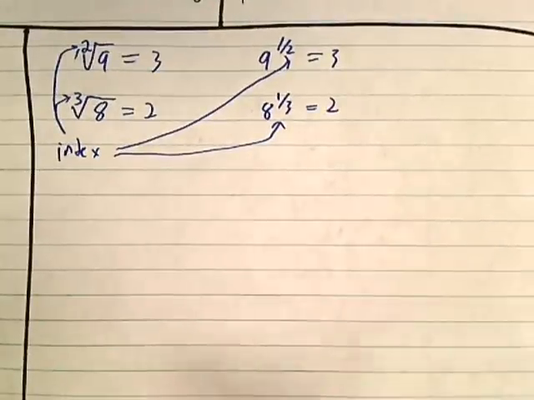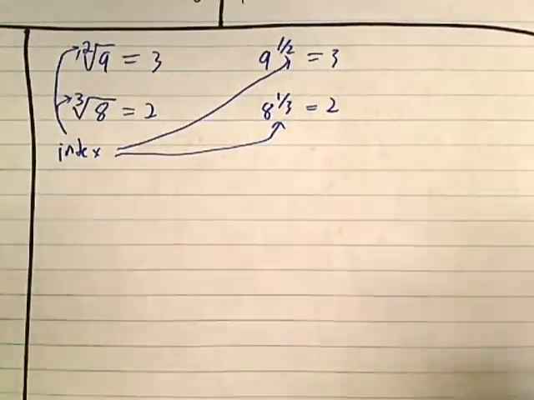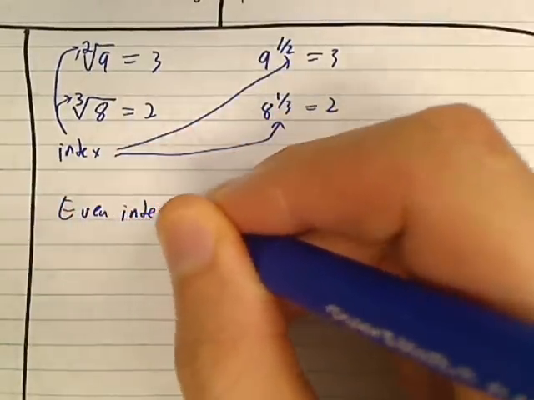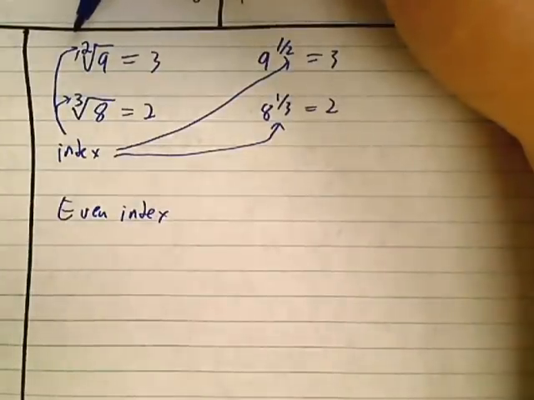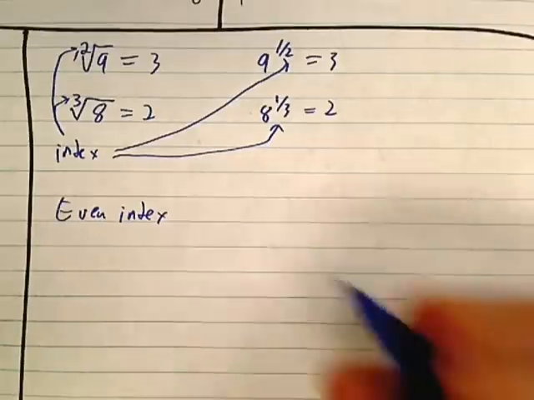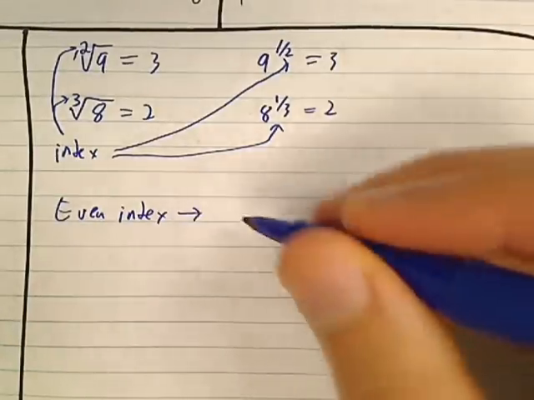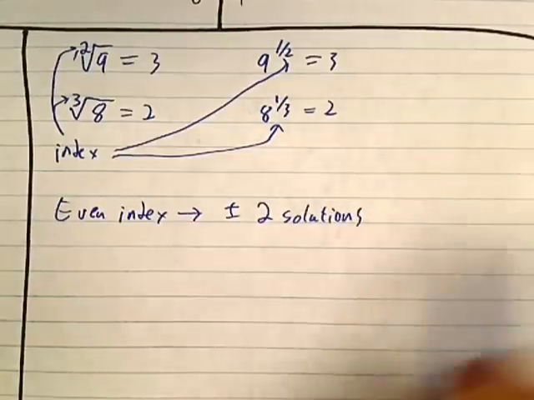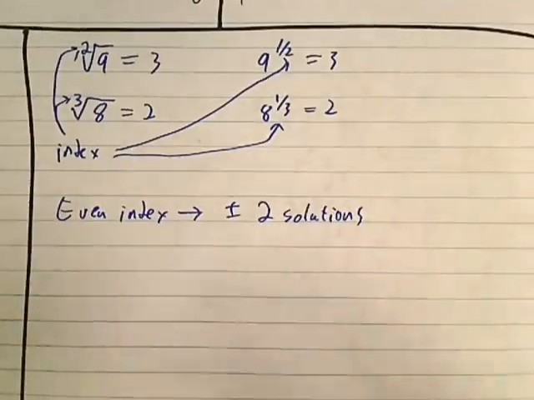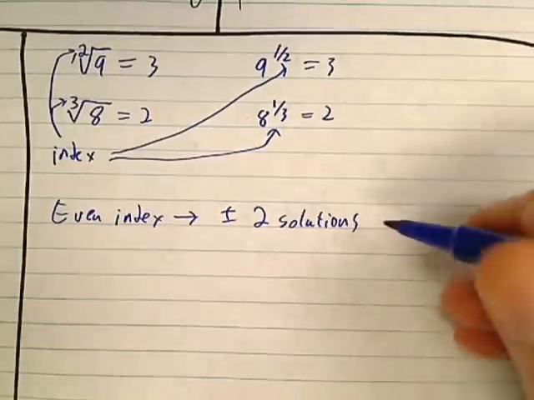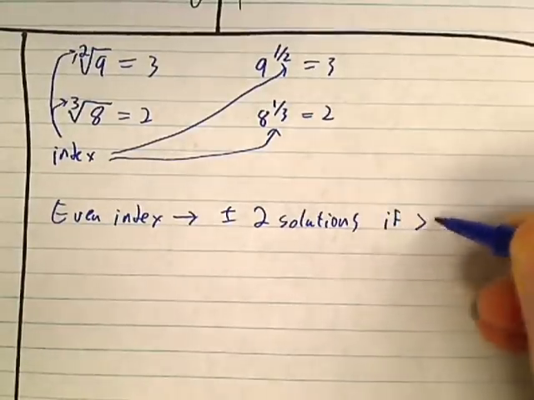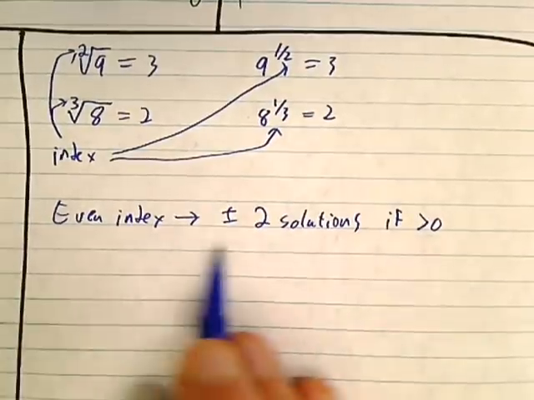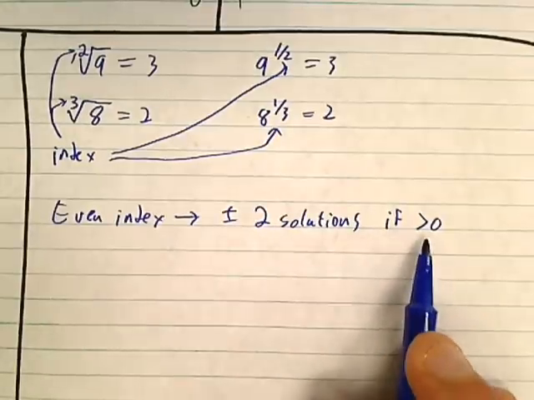A little note about these, the plural of index is indices. So a little note about these indices. If you have an even index, and we've usually had an even index. The square root is an even index. And when we've taken square roots, we've had plus or minus. We've had those two solutions. Oh, but only if the number is positive. Okay, I don't want to write the word positive, so I'll just say greater than 0. So when I had an even index, there were two solutions if it was greater than 0.